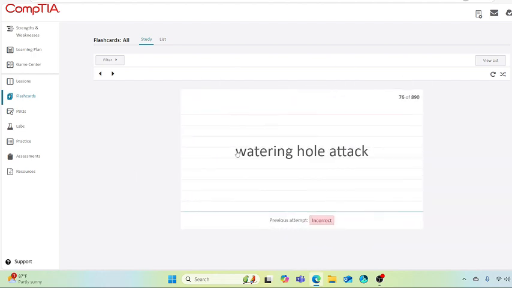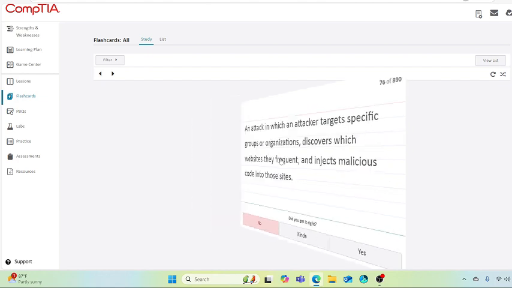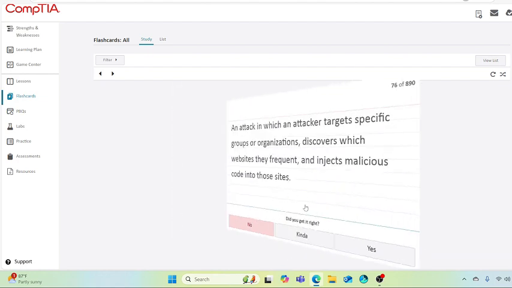Watering hole attack. An attack in which an attacker targets specific groups or organizations, discovers which websites they frequent, and injects malicious code into those sites.